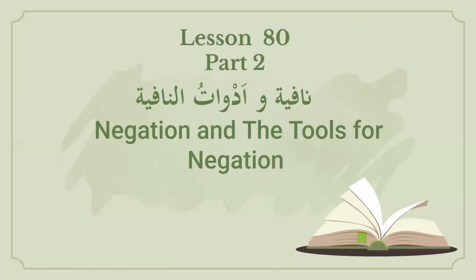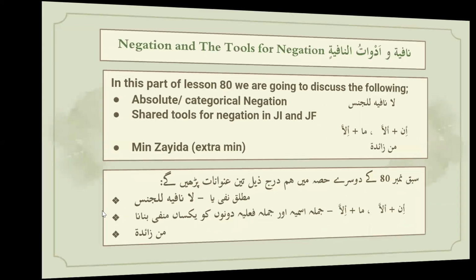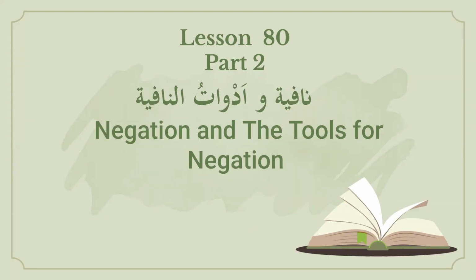In this video, we are going to do the second part of lesson 80. In the first part, we have been doing negation and the tools for negation. In Arabic, they are called Adwatul Nafia. So in previous lesson 80, part 1, we discussed how to negate Jumla Ismiya and Jumla Fi'liya.